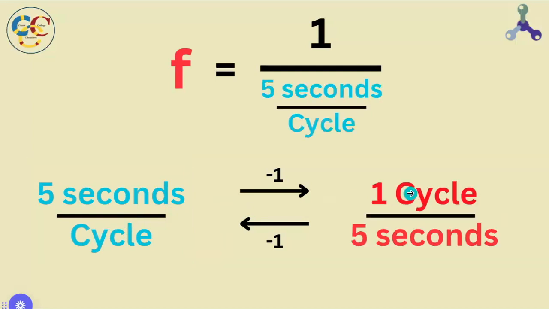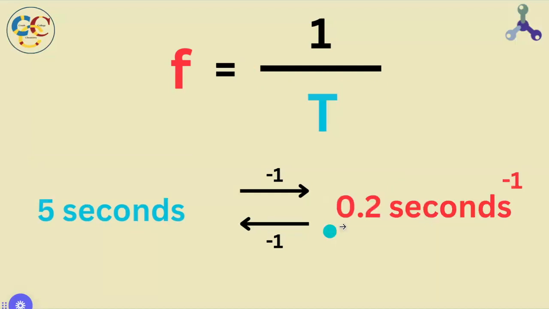We plug it in to get our frequency. See how we just put it in and then take the inverse? And then we get 1 cycle per every 5 seconds. We often remove the cycle term at the end, so it's just 0.2 seconds inverse.